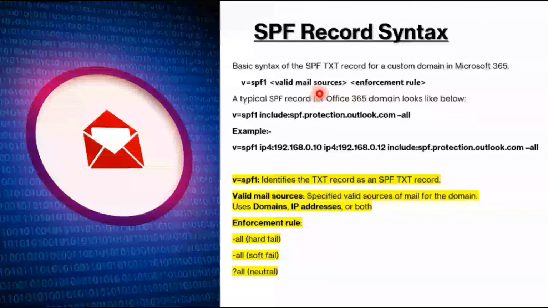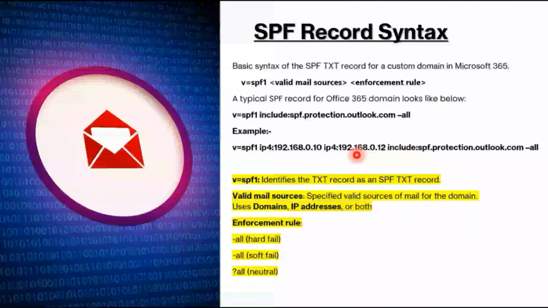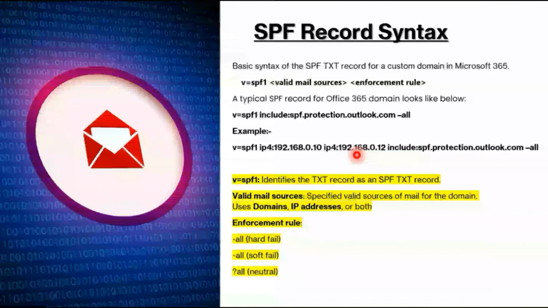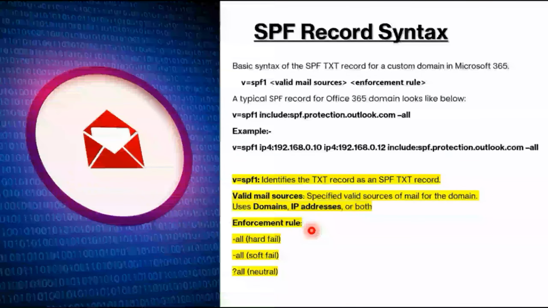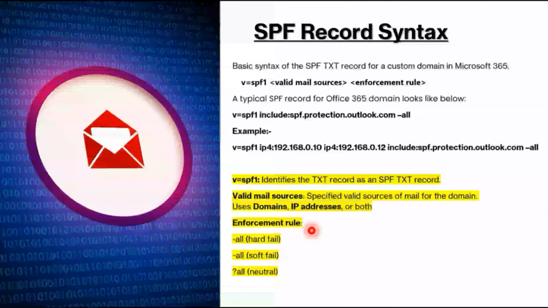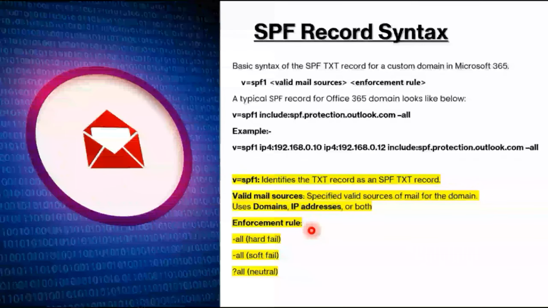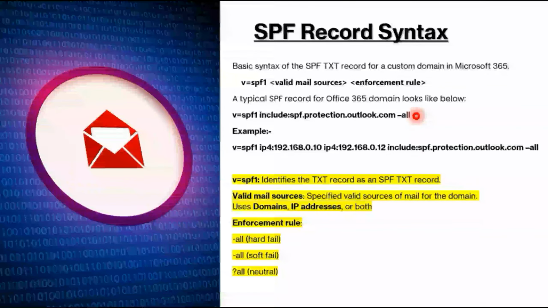And the valid mail sources can be a set of IP addresses for an application or a third-party email server, or domains that will be leveraged to send on behalf of your domain. And then we have the enforcement rule. So enforcement rules are of three types. The first one is -all, or we call it hard fail. The hard fail indicates that there is only one specific server that is authorized to send emails, and its fully qualified domain name or IP address is included in the SPF record. And if the email is sent from any other server, it will be rejected.